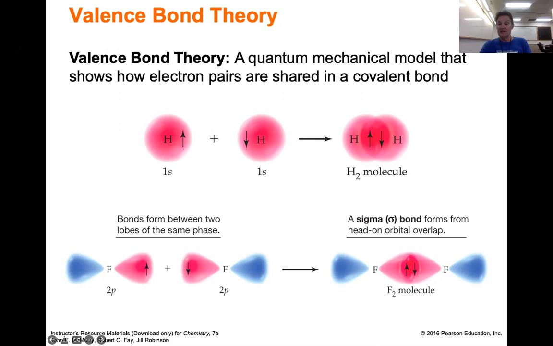We call that type of bond a sigma bond. It's where if you cut across the bond axis and look towards one of the nuclei, it's circular. So that's a new definition of the shape of the bond.